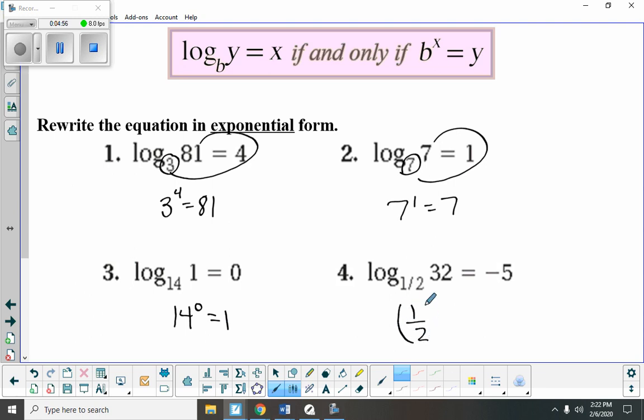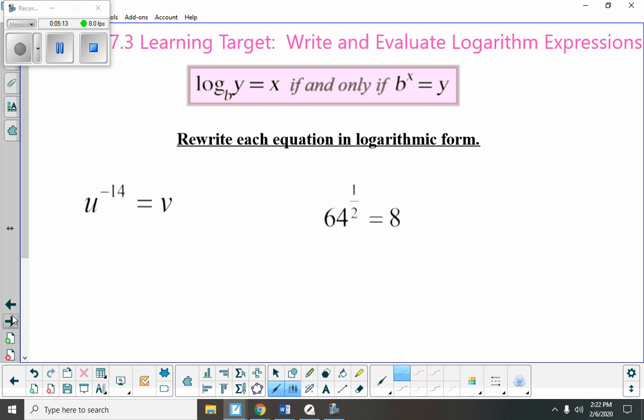1/2 to the negative 5th power equals 32. So using the definition of a logarithm, we're able to convert back and forth between log form and exponential form. And eventually we're going to use that to solve equations. So here are some more problems.